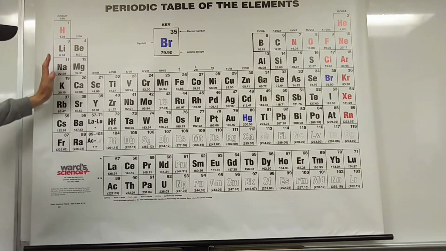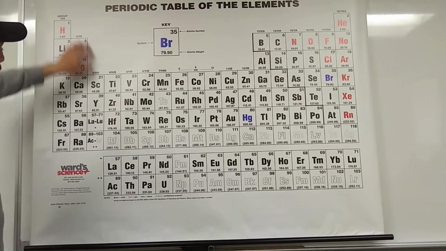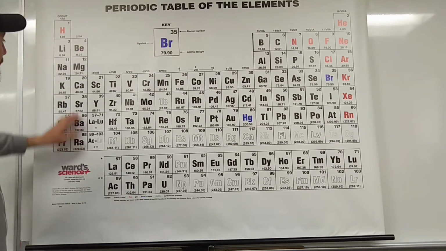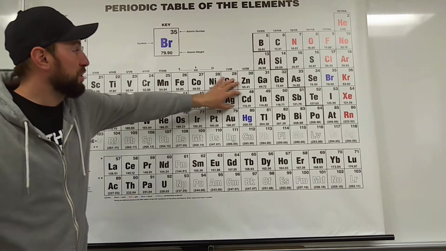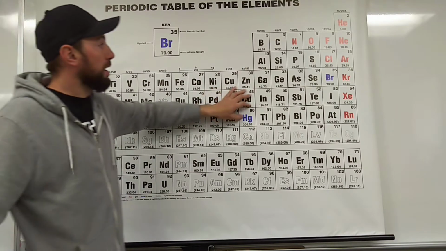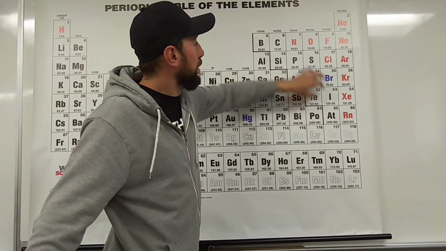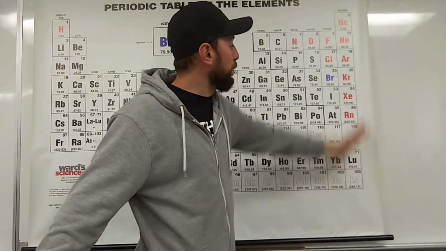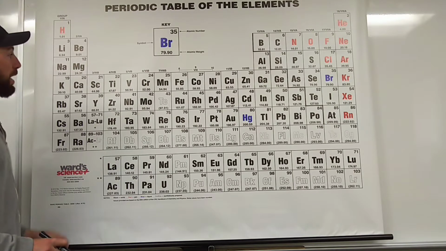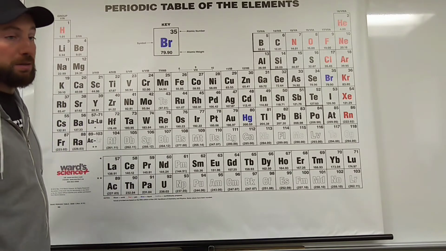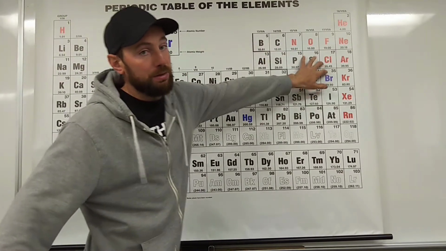So you know that in your periodic table in your textbook, these are all metals: alkali metals, alkali earth metals. These are all your transition metals. Then you get into here, and you get your non-metals, and then your noble gases. So today we're going to talk about ionic bonds, and that is between metals and non-metals.